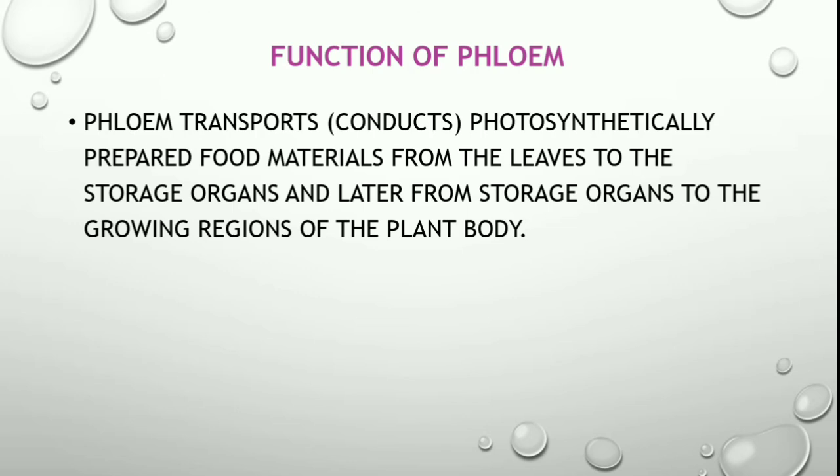So in phloem, transportation is two-way, that is, it can transport food in the upward direction also and in the downward direction also. So it transports food material from the leaves to the storage organs and later from the storage organs to the growing regions of the plant body. Phloem is a complex permanent tissue which does the work of translocation of organic food material from leaves to various parts. So this transportation of photosynthetic product is called translocation.